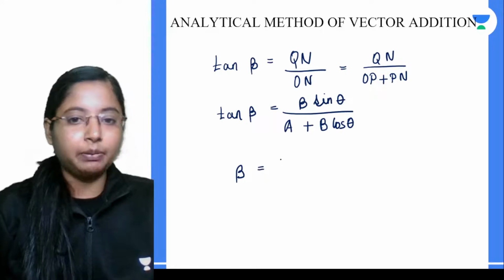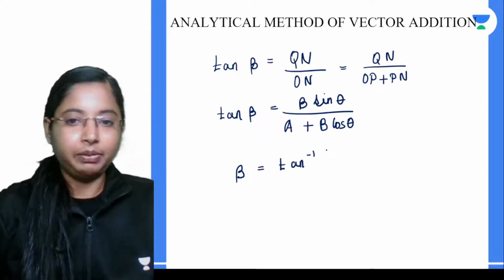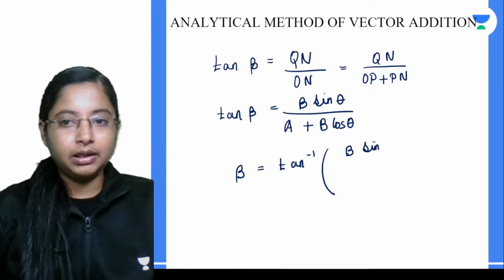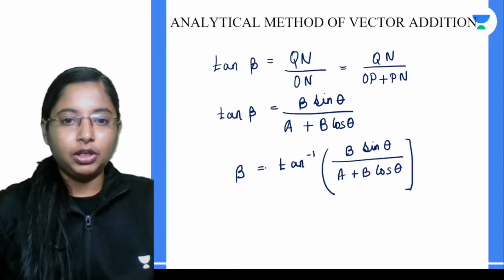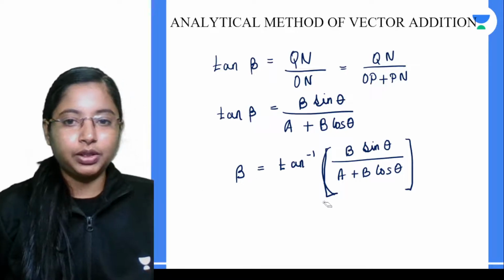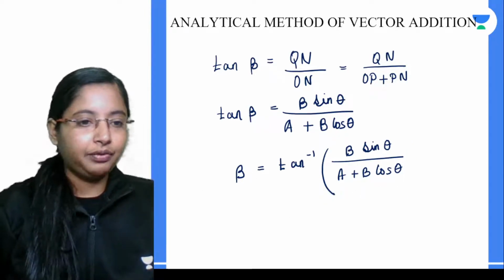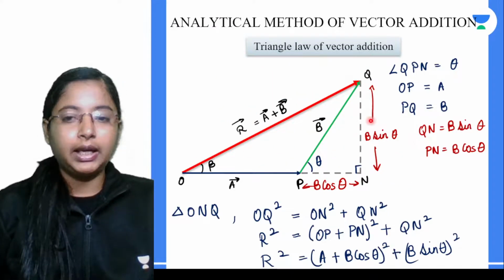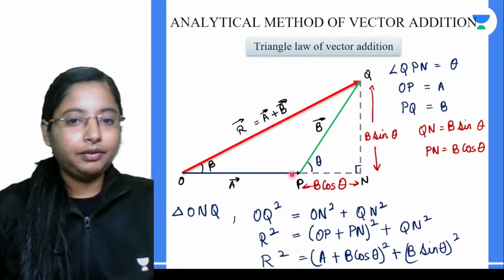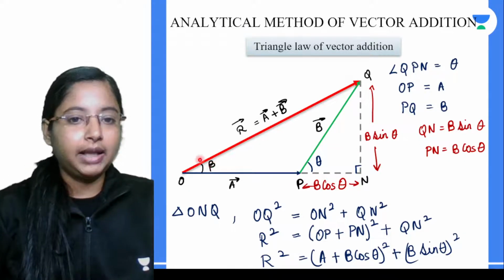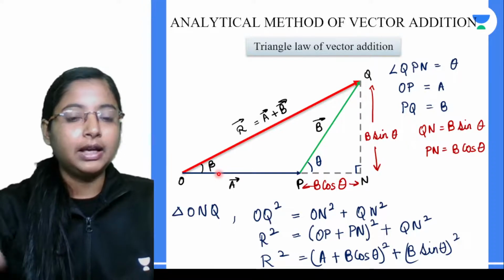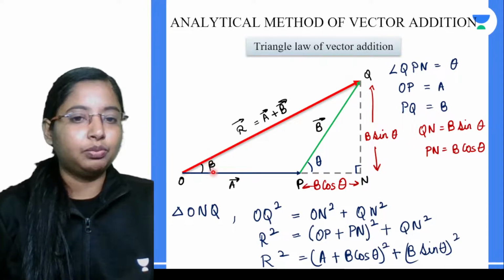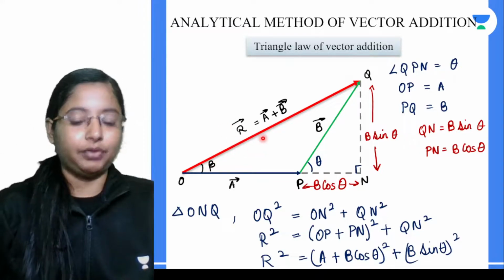From here we can find beta. Beta will be tan inverse of B sin theta divided by A plus B cos theta. You can find beta if you just know this angle theta, and if you know B cos theta and B sin theta, and the magnitude of A. So beta will again be in degrees. From the A vector, how many degrees you need to move to get the direction of R. That's how you find the resultant.